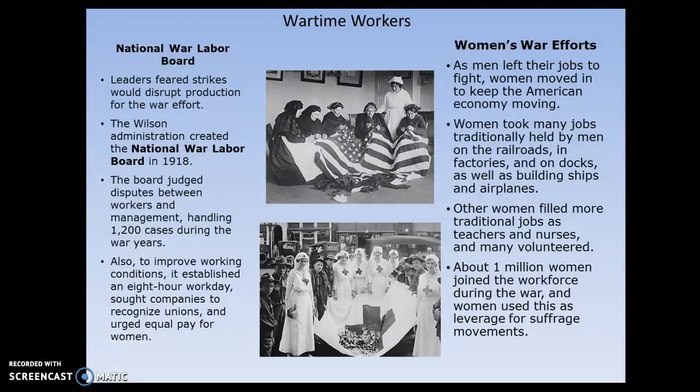About 1 million women joined the workforce during the war, and women used this as leverage for the suffrage movement. So saying, hey, we are really making a difference here in the workforce, so we do deserve equal rights. We deserve the right to vote. We are doing these things for our country.